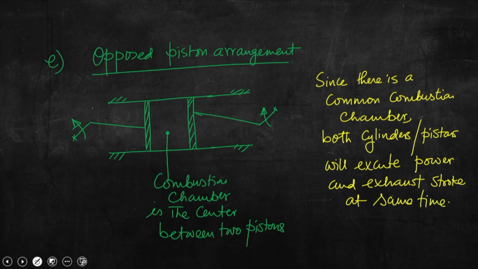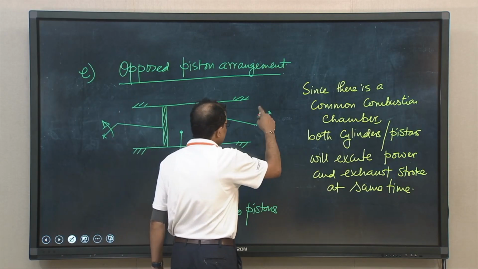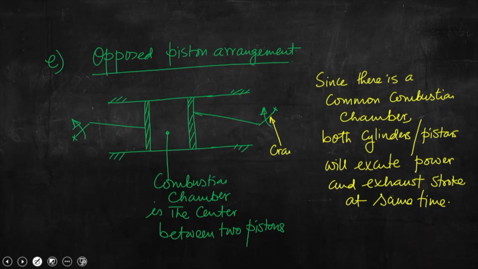This is very important, but still this particular type of arrangement has two different crankshafts. So, this is crankshaft 2 and this is crankshaft 1. Still there are two different crankshafts, but we could see only one combustion chamber, that is the common combustion chamber, and since there is a single combustion chamber, both pistons will execute power and exhaust strokes at the same time. Okay. And this is used, I shall write here, for power plants, ships and submarines.